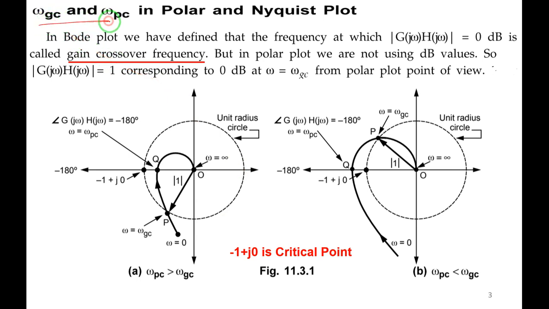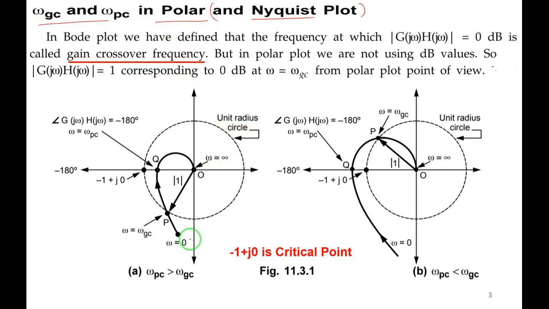First, we will take this up. We'll try to find out omega GC and omega PC in the polar plot. Polar plot means it is as good as the Nyquist plot only, right? I'll not confuse you people. We'll just try to find out the gain crossover frequency and phase crossover frequency in the polar plot, right? Okay, fine.